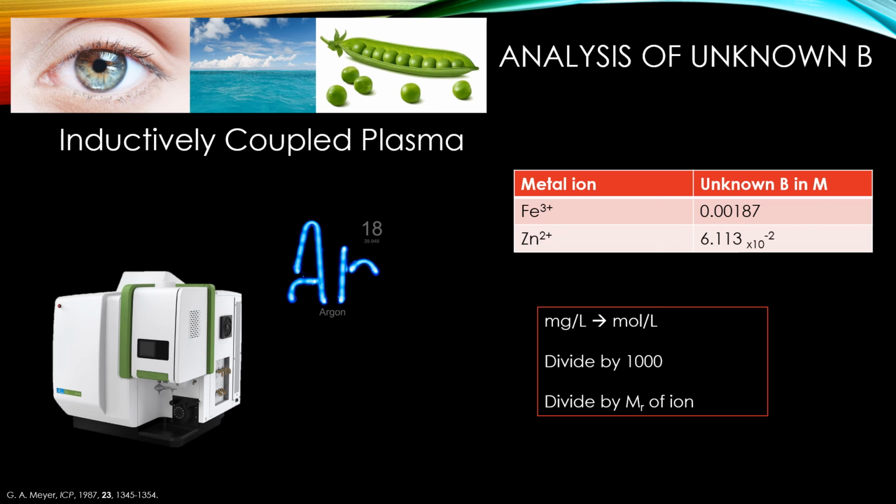And with our sample, it was found to have iron 3+ and zinc 2+. The iron has around 0.187, which isn't a lot, and the zinc is quite a lot at 6.113. ICP isn't the best technique on its own. It's usually coupled with something like mass spec to help increase the validity of results and how much you get from it, because there are other ions in our solution, but it only detected iron and zinc, which means it's not very good.